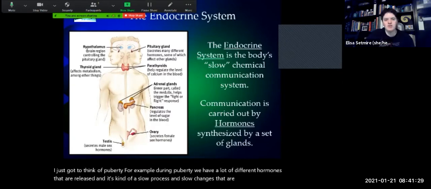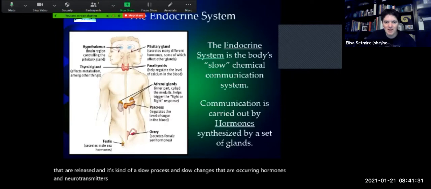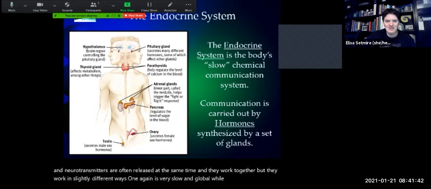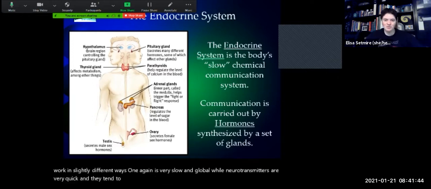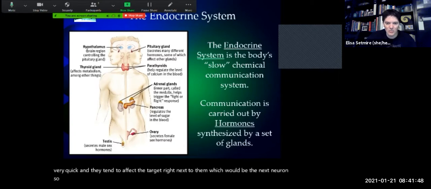Hormones and neurotransmitters are often released at the same time, and they work together, but they work in slightly different ways. One, again, is very slow and global, while neurotransmitters are very quick and they tend to affect the target right next to them, which would be the next neuron. So just a couple of key differences in the ways that they work.